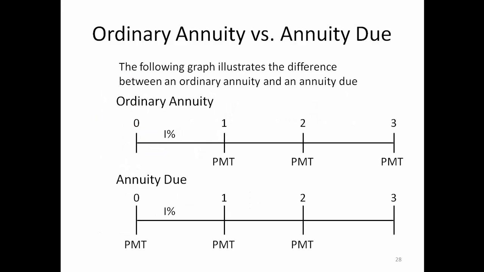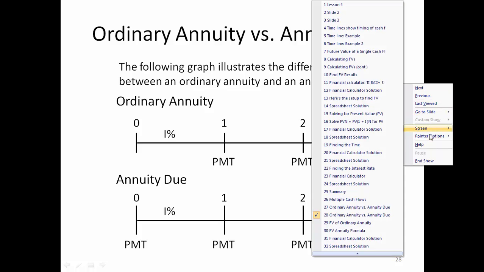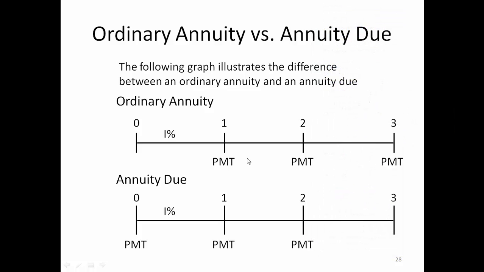So if we look at the timeline again, the timeline illustrates the idea of ordinary annuity and annuity due. For the ordinary annuity, you see the payment is made at the end of each period, and for the annuity due, the first payment is made at the beginning of the first year, and the second payment is made at the beginning of the second year. So you can think of annuity due as the whole ordinary annuity moving ahead by one period, right? You're moving the whole package 1 year ahead.